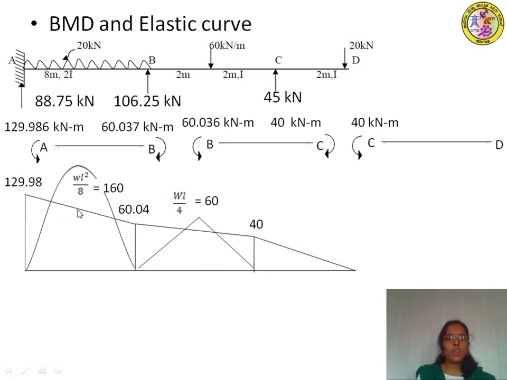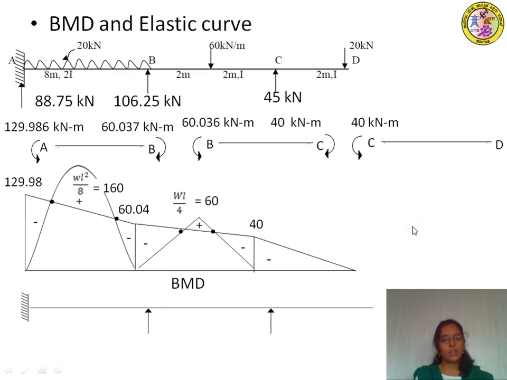The points where negative and positive moments cross each other are called points of contraflexure. The positive bending moment will be above the support moment diagram, and at supports we have got negative moments. Okay, so this portion gets nullified. So this is the bending moment diagram.